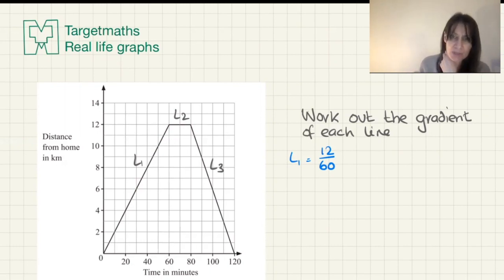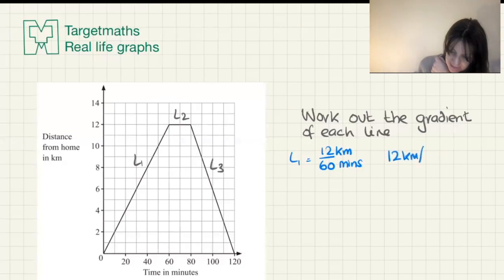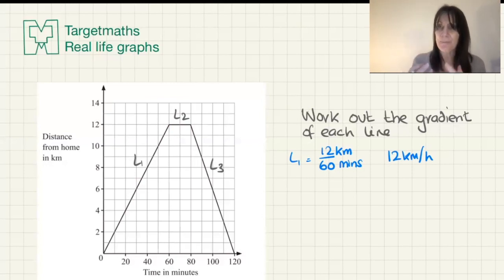But if I actually put that the 12 is 12 kilometers and the 60 is 60 minutes, I can now confidently say, I've traveled 12 kilometers in 60 minutes, or I've traveled 12 kilometers in an hour. And when you do it like that, you can see if there's any additional connections you can make, but you can make a firm statement about the gradient.